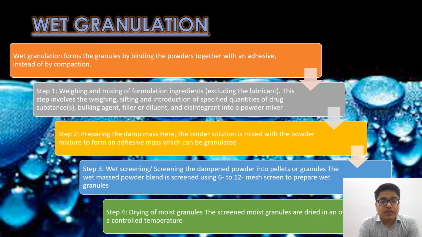Now the third one is wet screening. Screening converts the damp powder into pellets or granules. The wet mass powder blend is screened using a 6 to 12 mesh screen to prepare wet granules. Next is drying of the moist granules. The screened moist granules are dried in an oven at a controlled temperature.